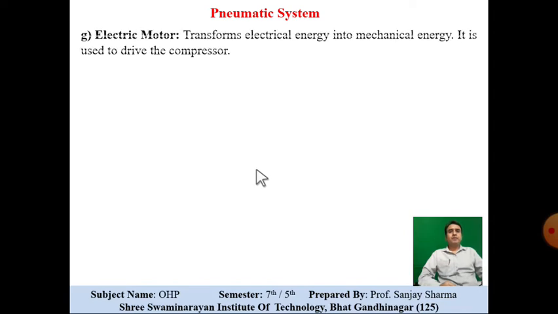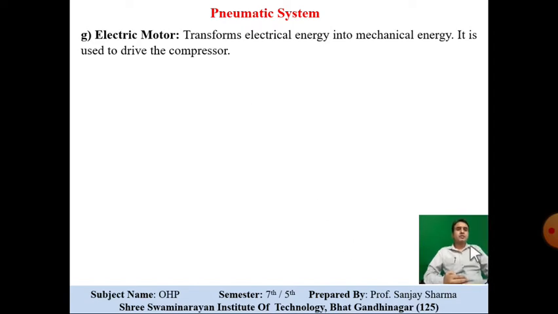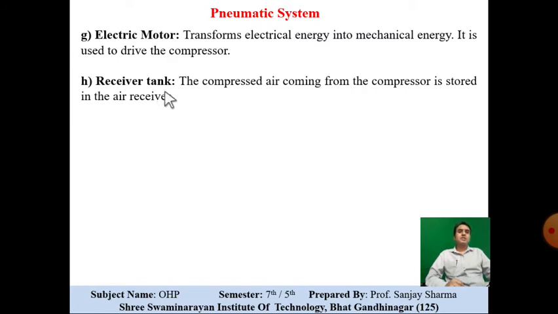The next one is the electrical motor, which transforms electrical energy into mechanical energy, and it is used to drive the compressor. Friends, as I told you, in some cases where no electrical supply is possible, an engine is also used as a prime mover to operate the compressor, and where electrical power supply is possible, the electrical motor is used as a prime mover to drive the compressor.